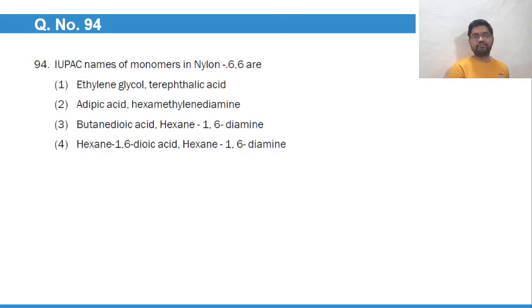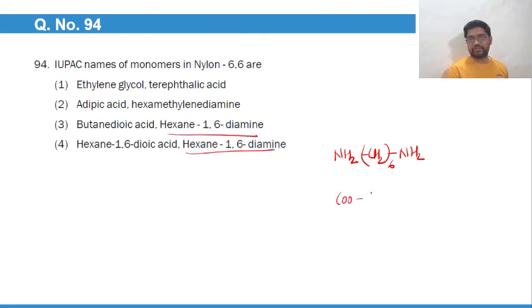IUPAC name of the monomers of nylon 6,6. Okay, nylon 6,6 is made from NH2, CH2 chain, NH2. So it is hexane-1,6-diamine. And then the other monomer is COOH, CH2 four times, and then COOH. This is hexane-1,6-dioic acid. So option number 4 is the best answer.